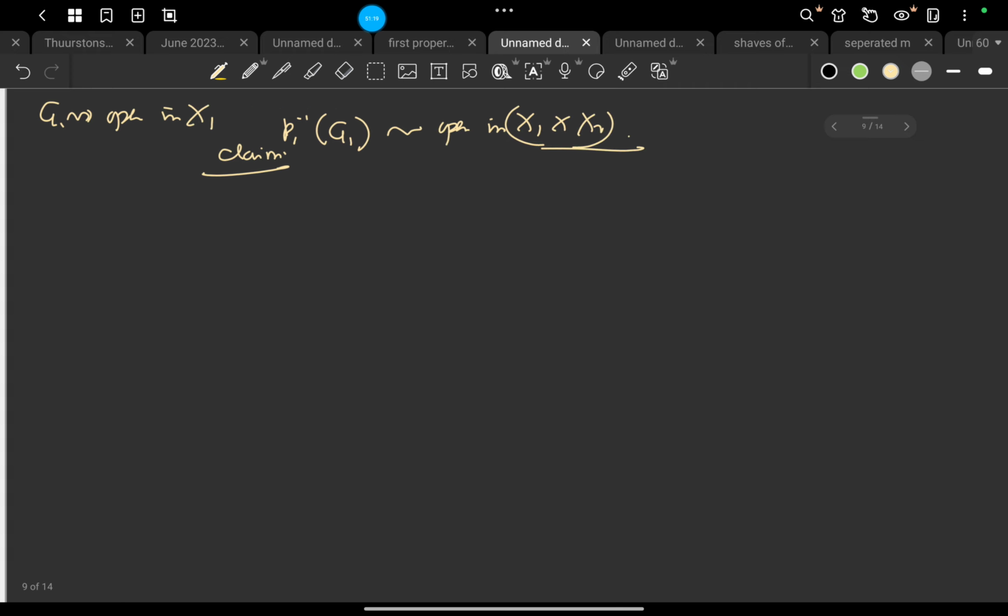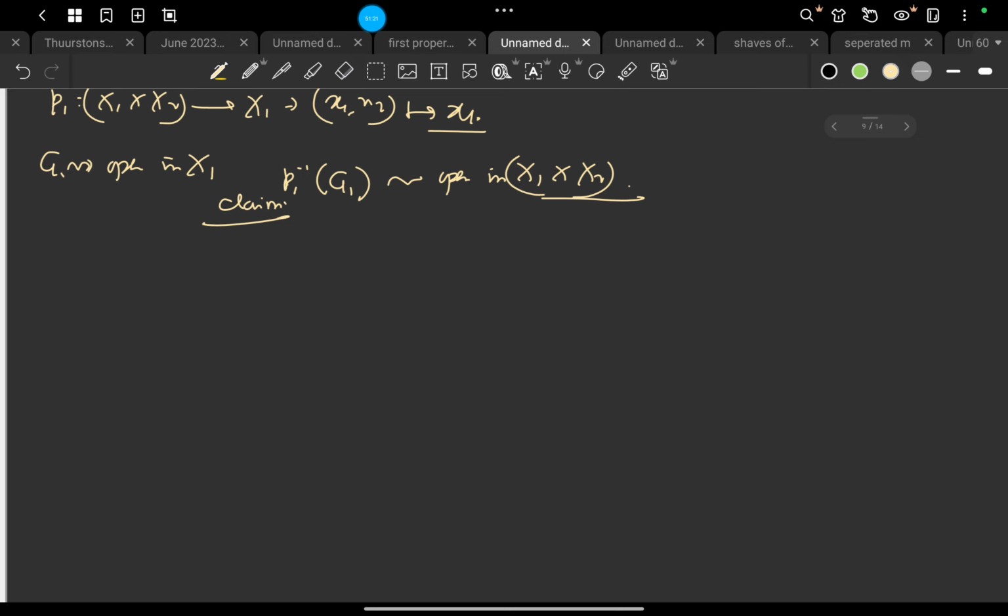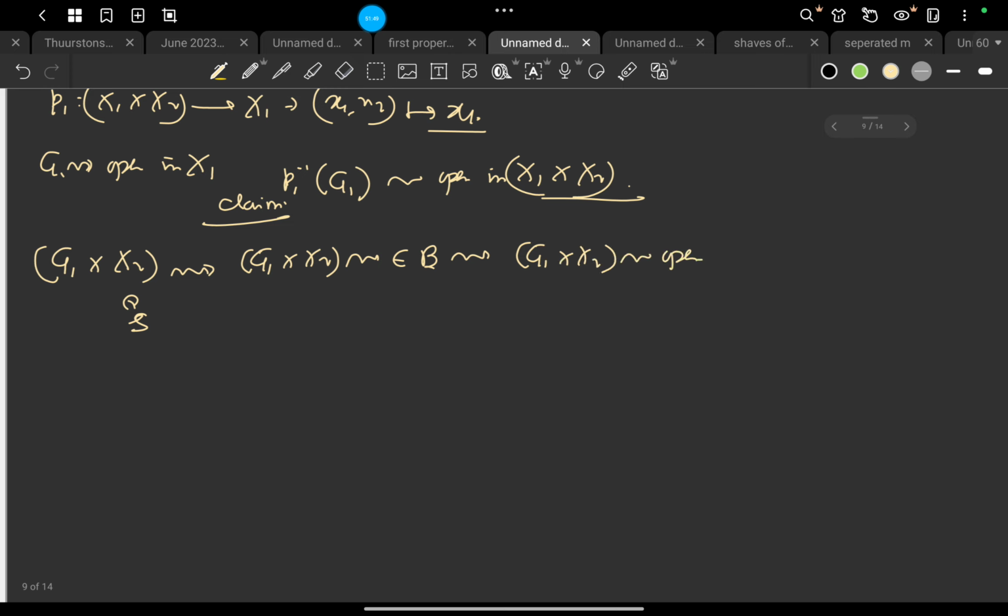You see that G1 is open in X1, so of course you can construct a sub-basic open set of this from X2. As it is a sub-basic open set, it belongs to S itself. That means G1 cross X2 must be a basic open set, so it must belong to P. So G1 cross X2 must be open in X1 cross X2. It's very trivial.